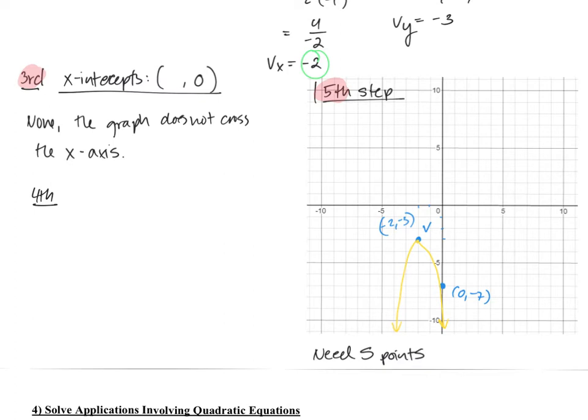So the problem is, how do we find other points? Well, there are 2 ways actually. So real quick, let me write this out. Other points. 2 ways. We can use the table of values. Find an x value, solve for y. There's another method. Try to think back towards the beginning of this video. It's the axis of symmetry.